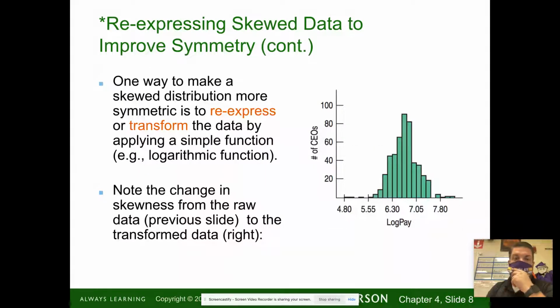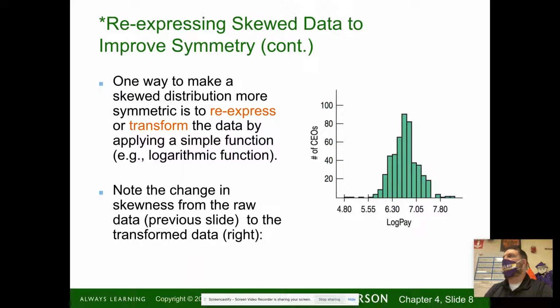You could take that and you can re-express that information to improve the symmetry. One way to make skewed data more symmetric is to re-express it or transform the data by applying a simple function such as a log function. So if you take a log function and input the raw data, what happens is it tends to make it a little more symmetrical. So it makes it a little easier for you to see the center. Now this is a very common thing to do in science, and they'll do this with even symmetrical data. But it helps you a little bit better to see what the center is.